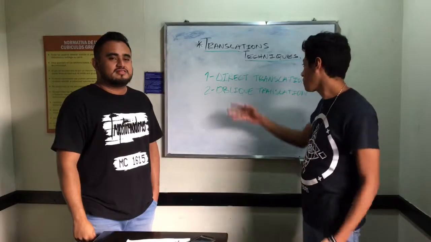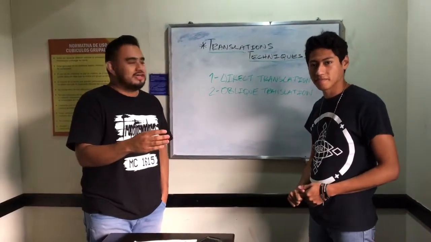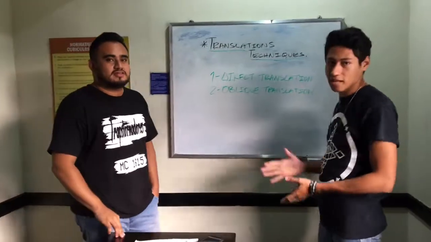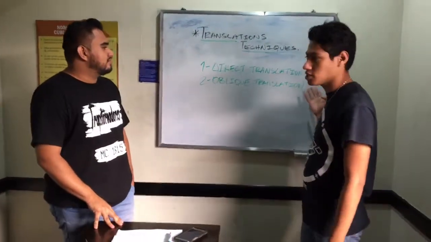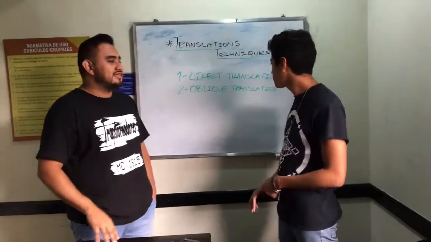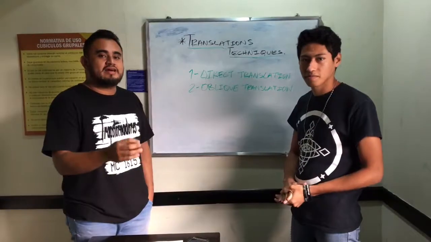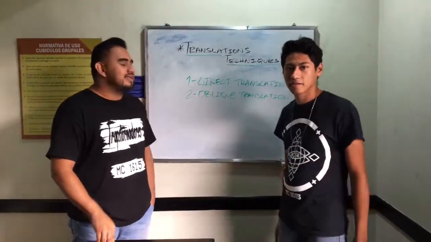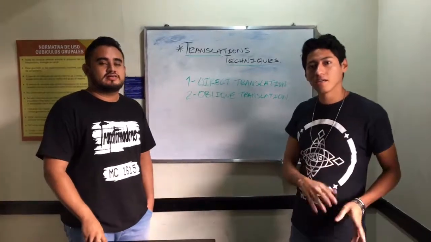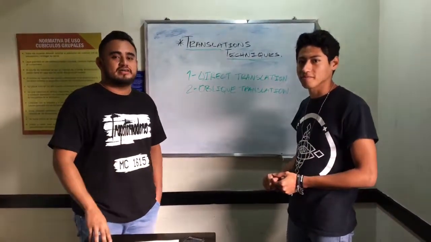Okay, to sum up these two methods, we can say like that: direct translation works word by word, while oblique translation does it in a dynamic way.